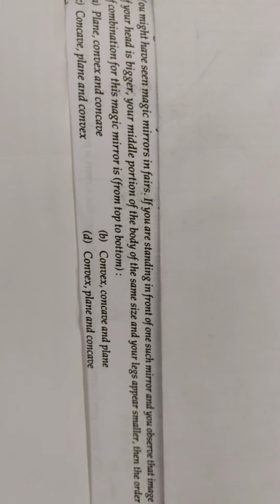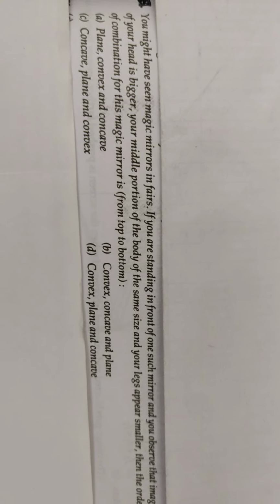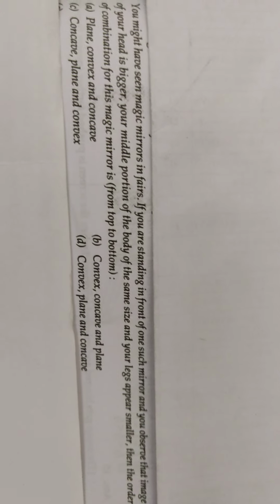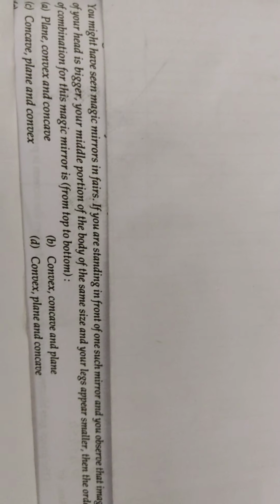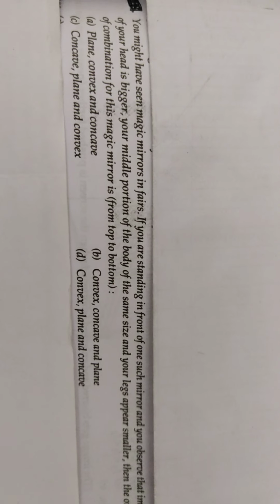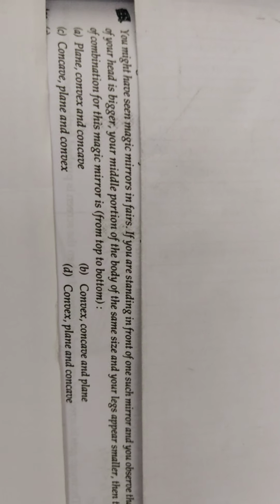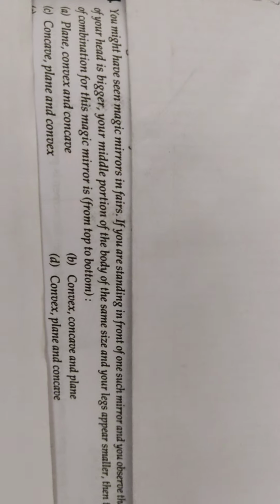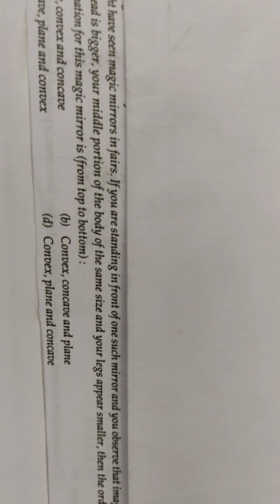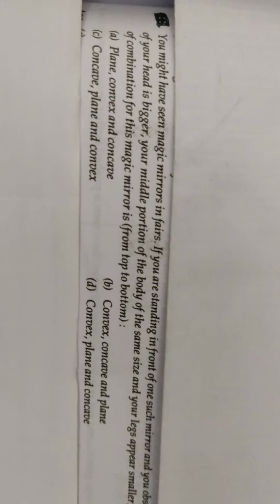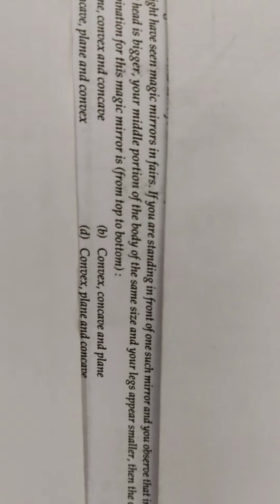Now the next question is, you might have seen magic mirrors in fairs. If you are standing in front of one such mirror, you observe that the image of your head is bigger, your middle portion of the body is of the same size, and your legs appear smaller. Then the order of combination for this magic mirror is given from top to bottom.